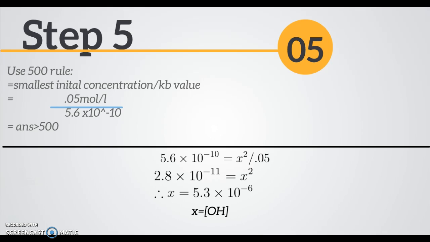And then when we multiply the 5.6 times 10 to the power of negative 10 by 0.05, it gives us 2.8 times 10 to the power of negative 11, which equals x squared. And when we take the square root of both sides, we get that x equals 5.3 times 10 to the power of negative 6. And this gives us our concentration of the hydroxide ions.